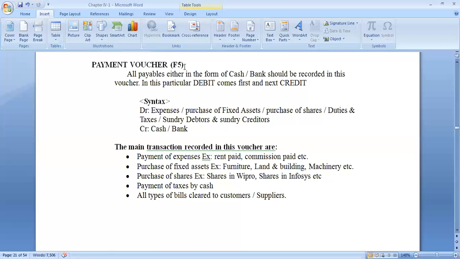All the payments, either in the form of cash or bank, should be recorded in this voucher. Whatever information is proceeding with the cash or the bank, both items will appear as a debit item and a credit item. In this voucher, debit comes first and then the credit. In the previous contra vouchers, we recorded the credit item first and the debit item next. In the case of payment voucher, the F5 feature, the debit comes first and next the credit. Do not forget.